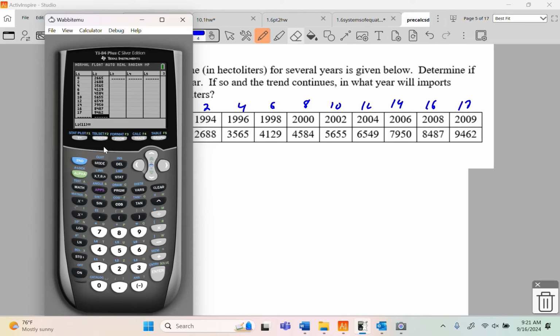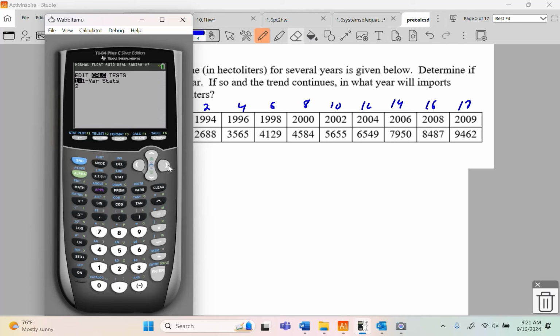Anyways, we're going to look at the stat plot. So second stat plot, and turn it on. And this is just to decide if it's linear. Hit zoom, 9 for stat. And I would say that's pretty linear. All right, I would say that's very linear.